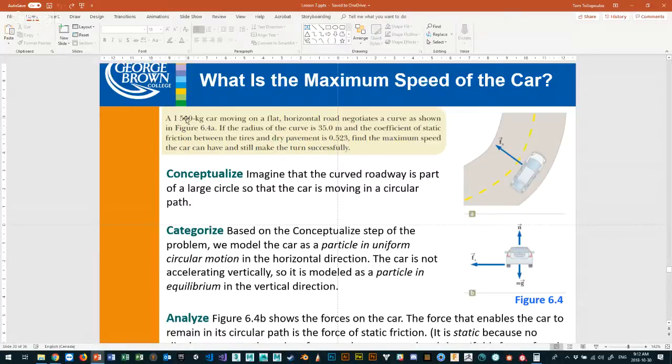So we've got a 1,500 kilogram car. That's a pretty light car. How much do cars weigh these days anyway? Does anyone know? About 1.6 tons, 1.7 depending. Is it a small car, average car? It's a mid-size sedan. Is that about right? So it looks about right.